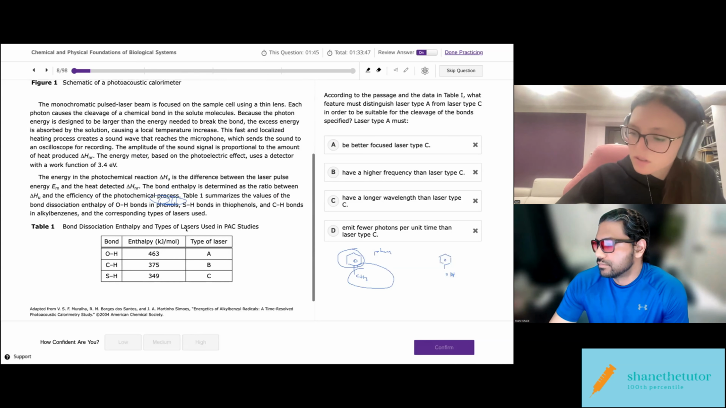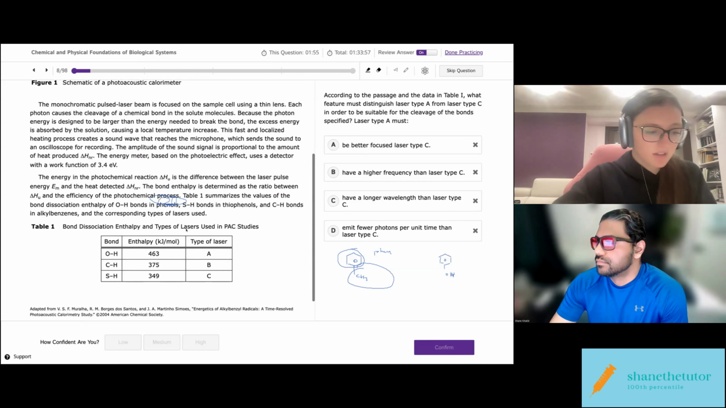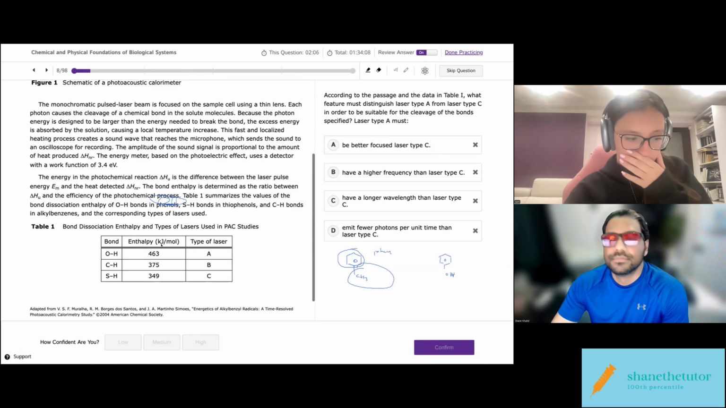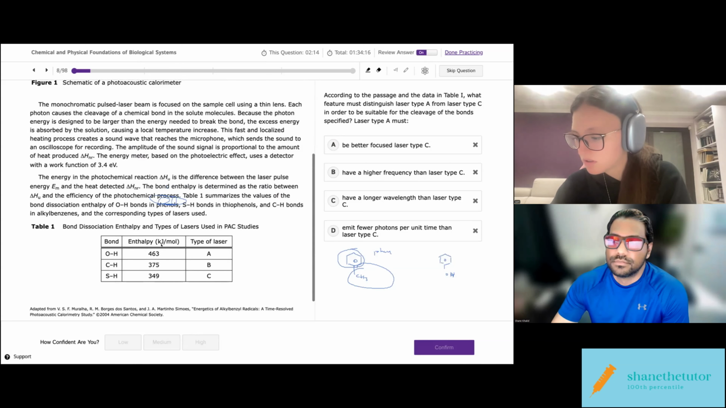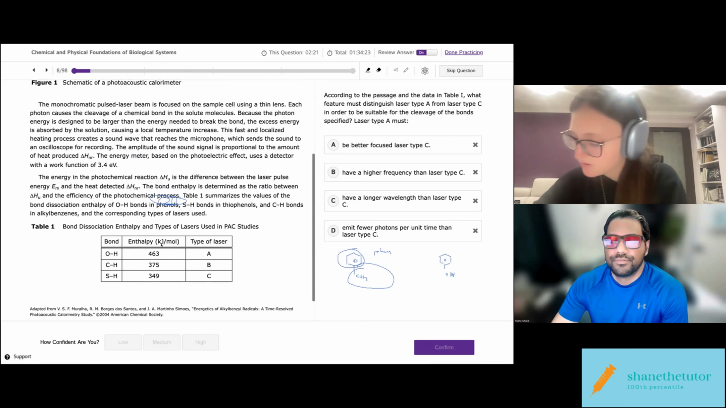Okay, so it's based off of the table and it's asking what distinguishes laser A from laser C. So it's based off of these values. I think it's the formula that we were talking about before, E equals hv, or variations of that one.